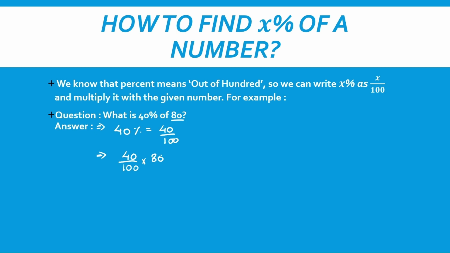Here we can cancel 80 and 100 by 20. So here we have 4 and 5 respectively. We can cancel 40 and 5 by 5. So in the numerator we have 8. Thus we get 8 multiplied by 4, which gives us our answer, that is 32. Means guys, we get that 40% of 80 is 32.